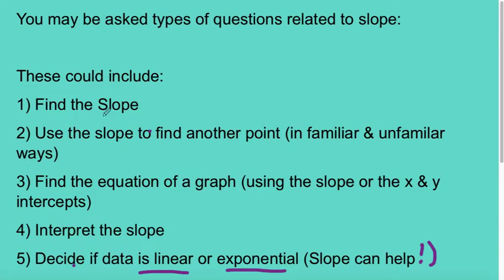So this is video number 3 on slope. We've already talked about slope, finding it in different ways. We also talked about just finding the slope in a question on the SAT. Today we're going to look at using the slope to find another point, and we're going to look at both familiar and unfamiliar ways. So let's get right to it.